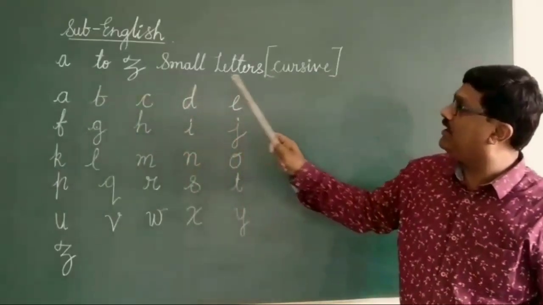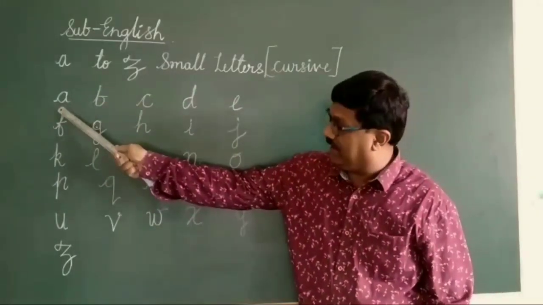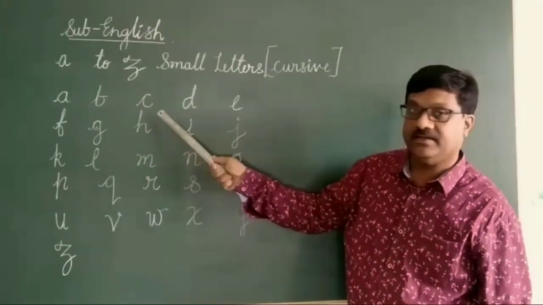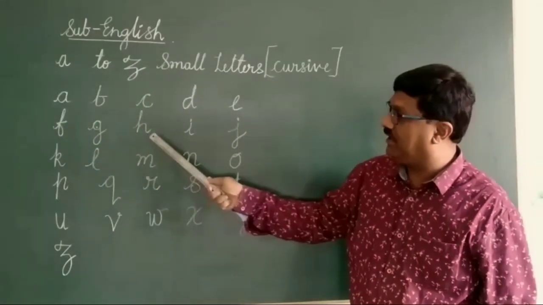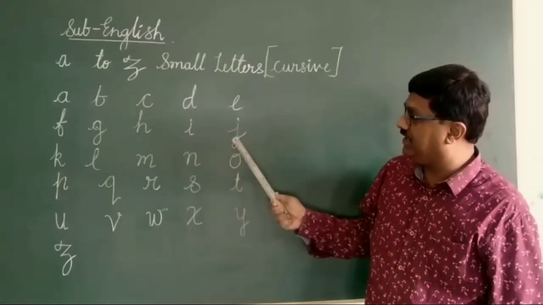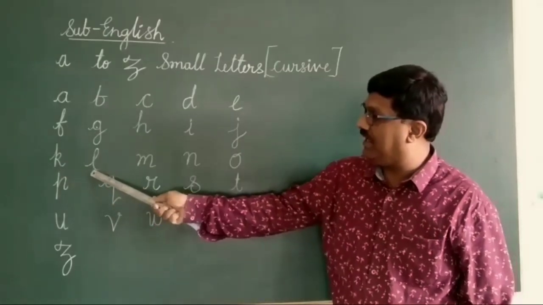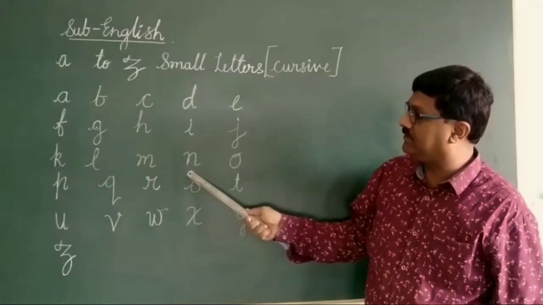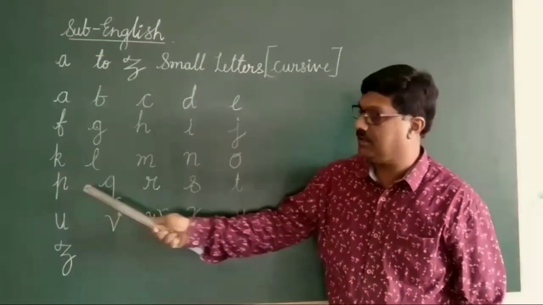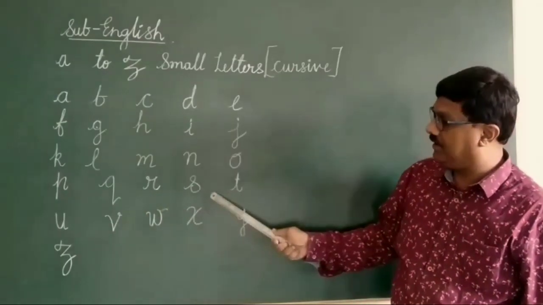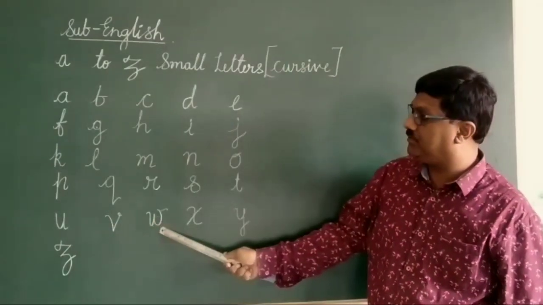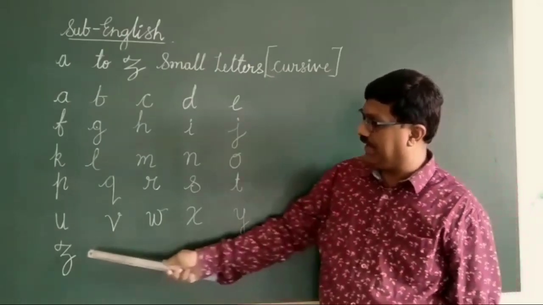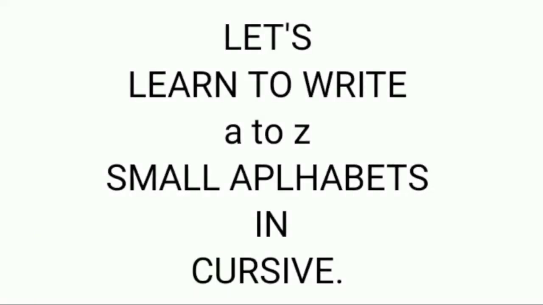A to Z, small letters, cursive. A, B, C, D, E, F, G, H, I, J, K, L, M, N, O, P, Q, R, S, T, U, V, W, X, Y, and Z. Let's learn to write A to Z small alphabets in cursive.